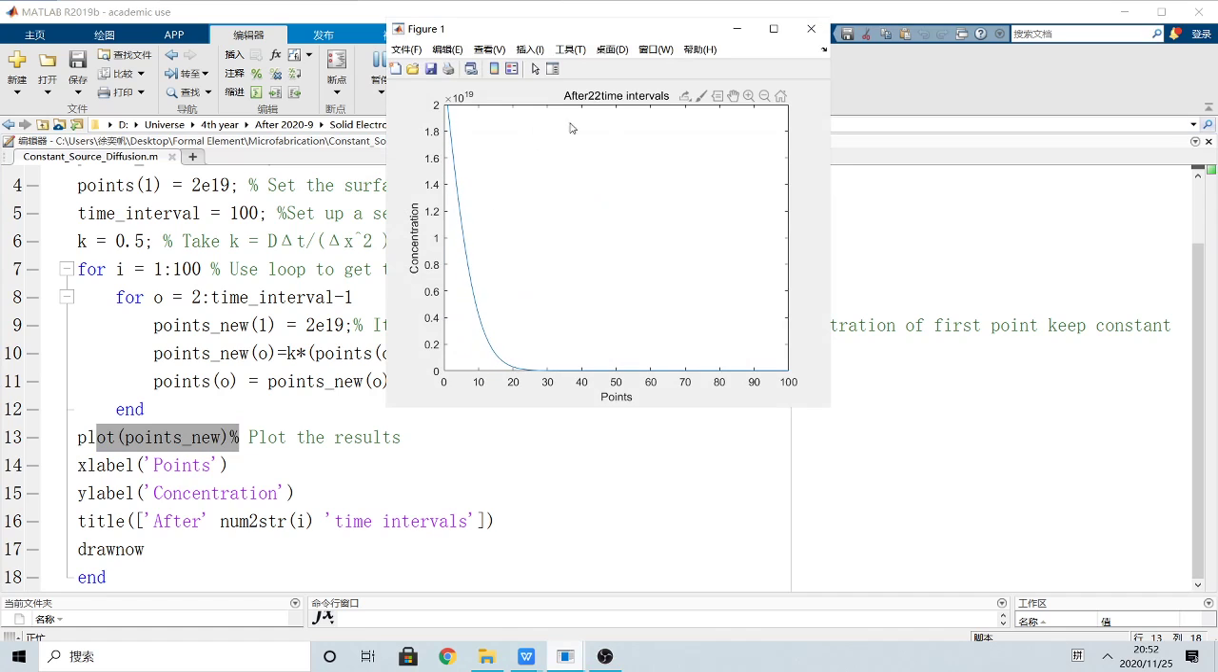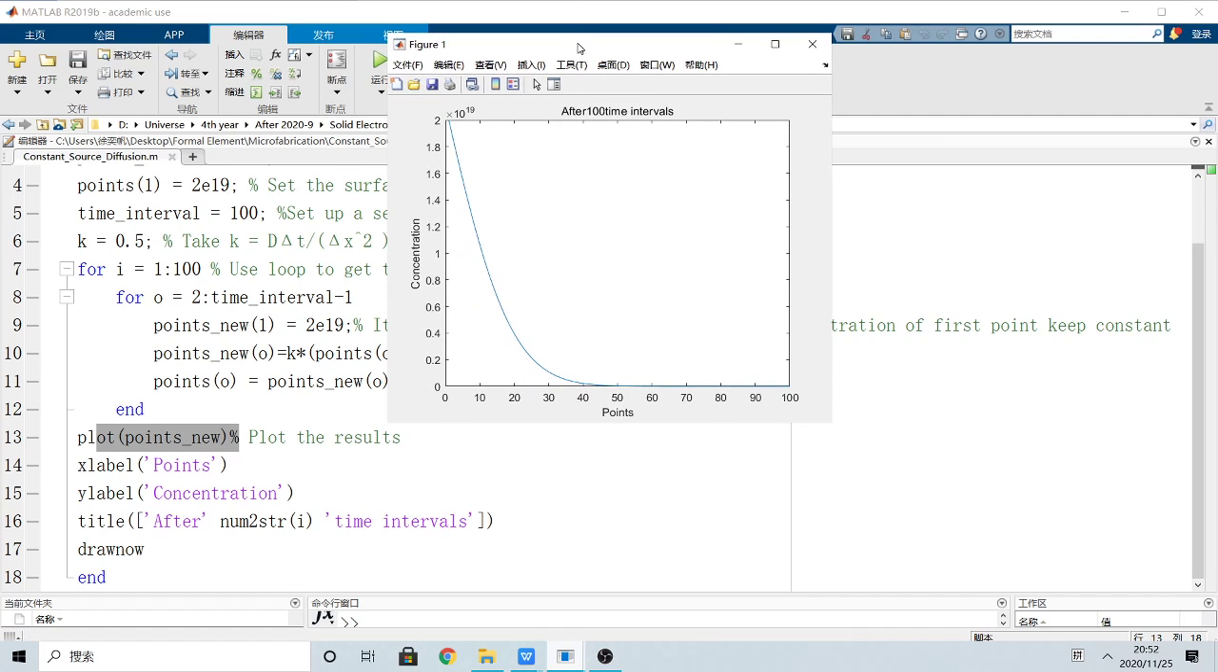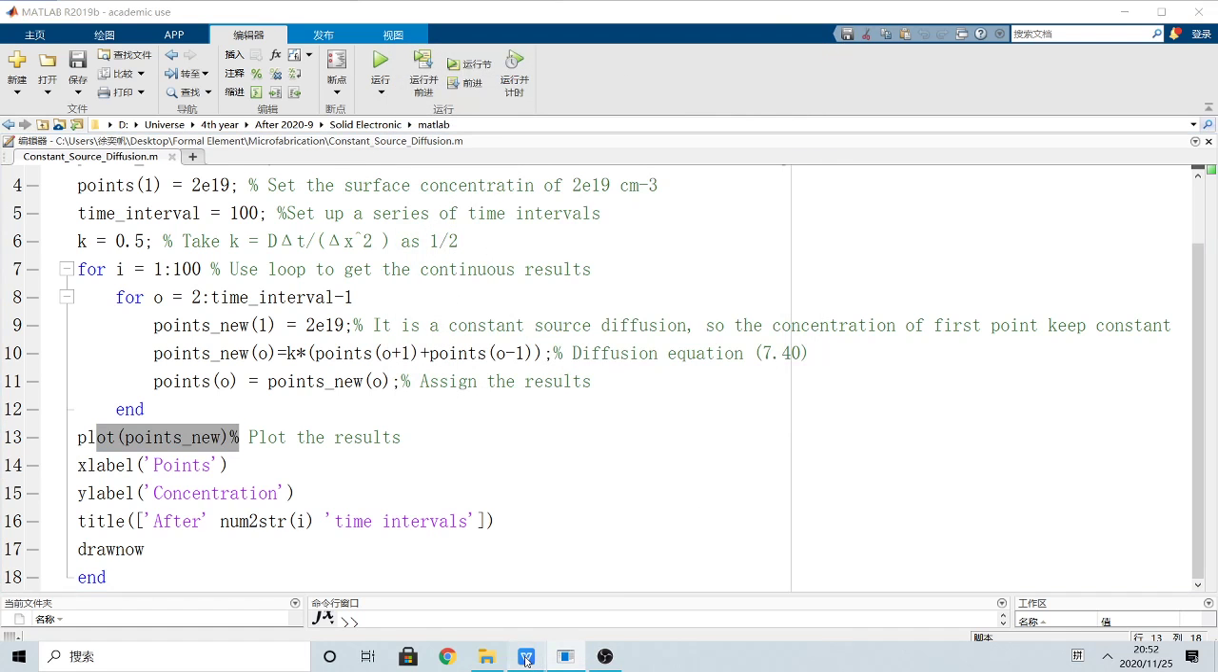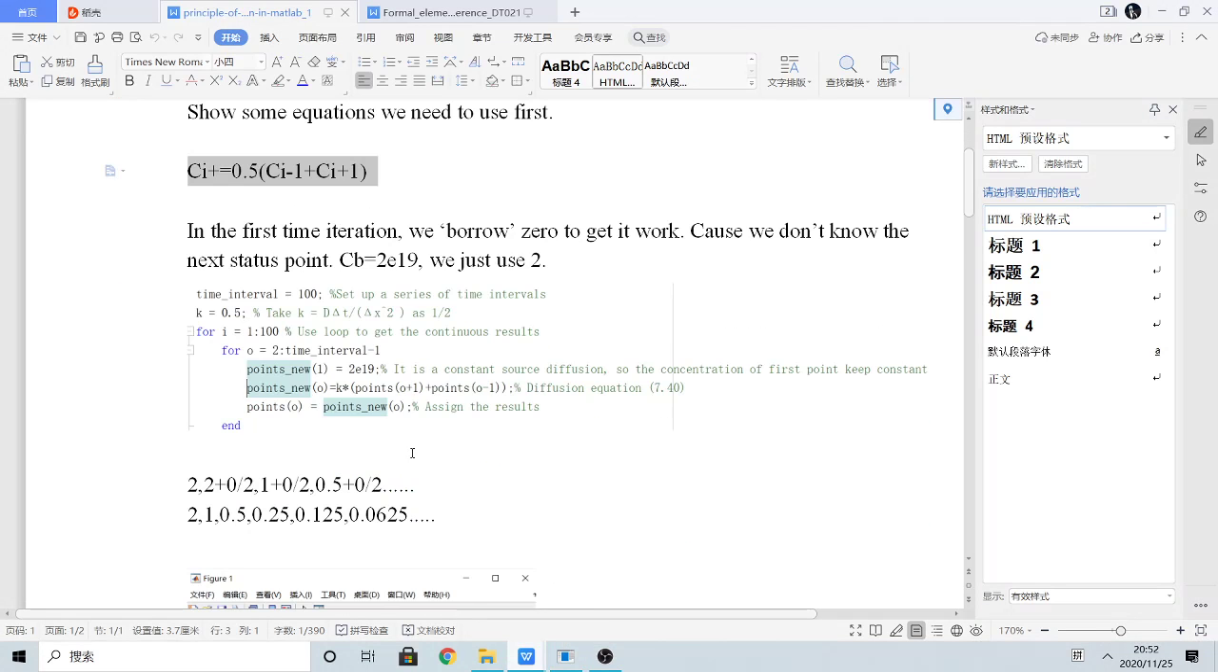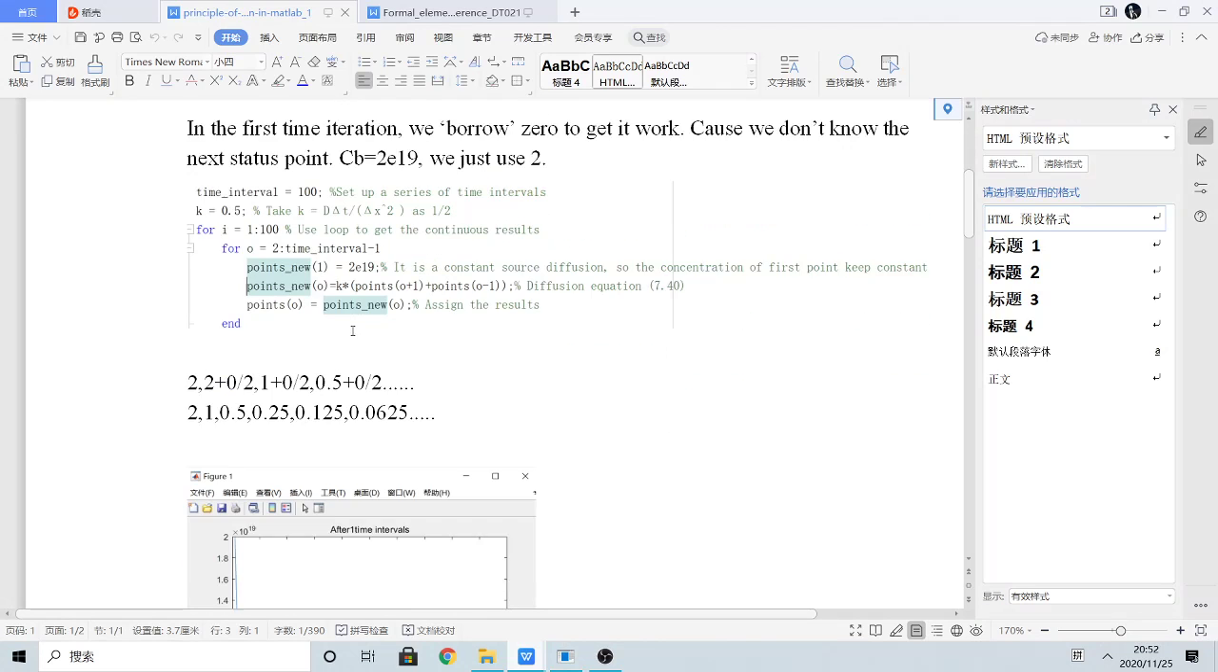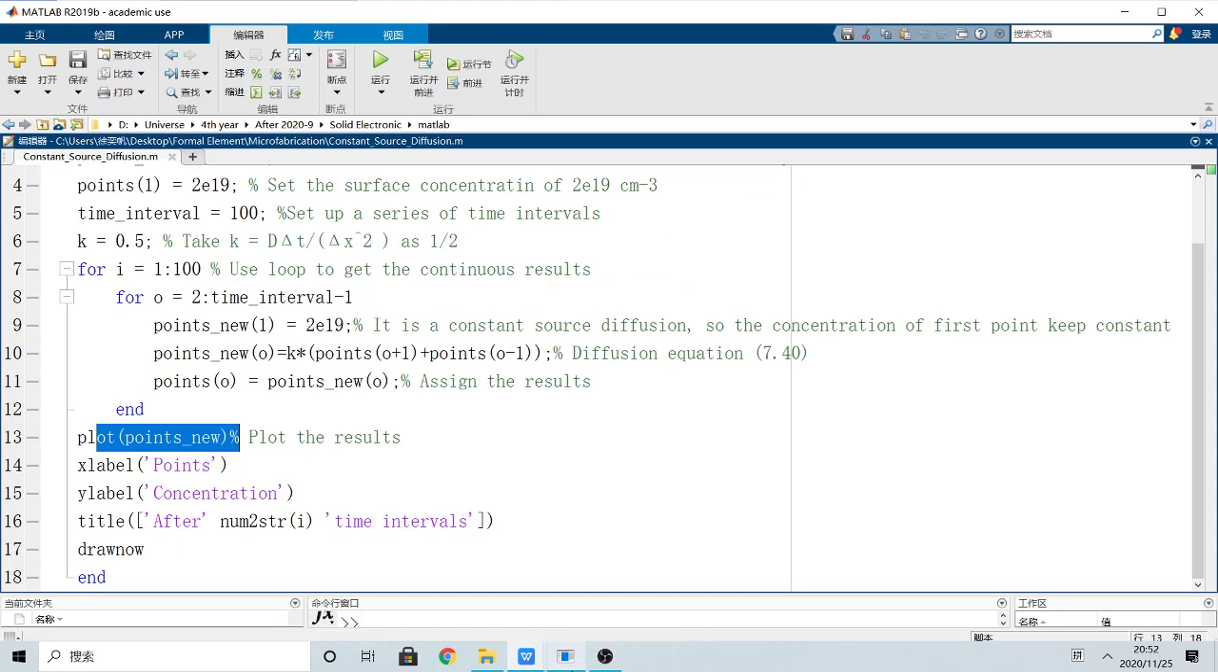So this is the increasing time. You can see that until 100 time. Okay, so let's see the principle of it. So in the first iteration, I don't stop it. This is the 200 times.